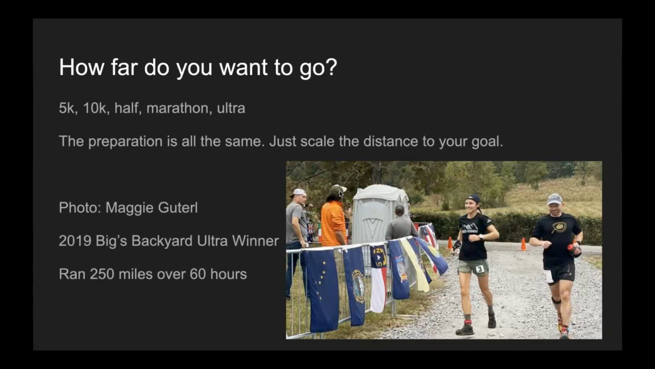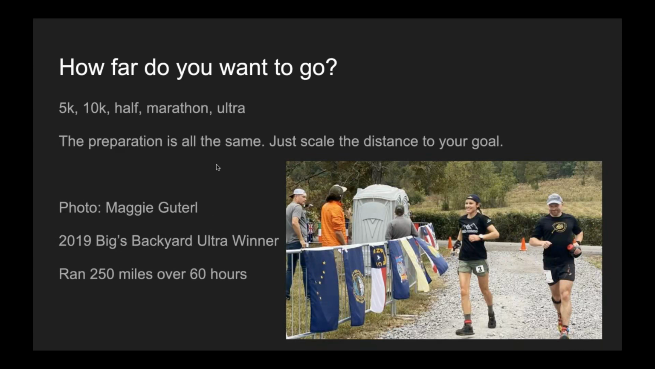So first question is, how far do you want to go? You probably have an idea in your head of roughly where you're at. 5K is about 3 miles, up to 10K, up to half, up to marathon, up to ultra. And if you've completed one of those, start thinking about the next step up the ladder. I'd say it's a pretty reasonable 5-step ladder, and you can make it up to the next step from wherever you are in about 2 to 3 months if you want. But generally, preparation's all the same. You just have to scale the distance to be what you want.